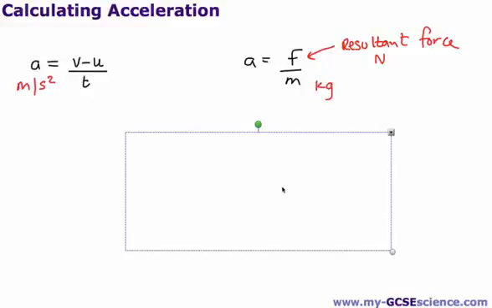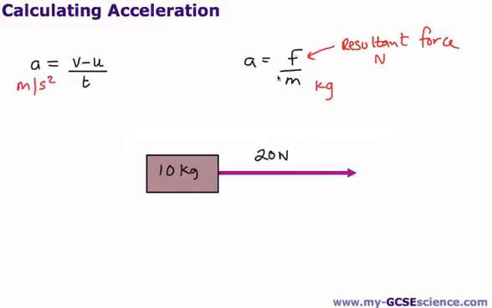So we can have a look at a quick example. Here we have a box that's been moved with a force of 20 newtons and the mass is 10 kg. So if we were to use this formula up here, it's very simply a case of 20 over 10, so 20 is the resultant force, 10 is the mass, and that becomes 2 meters per second squared. So that's a simple way of working out acceleration with the given data.